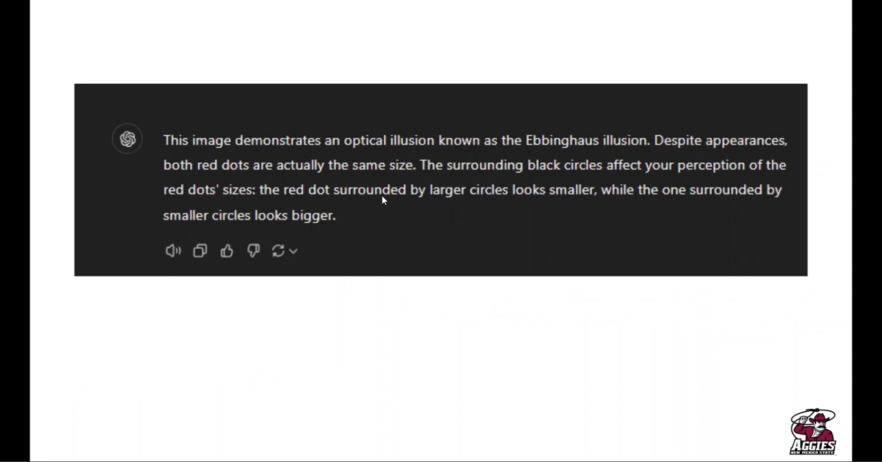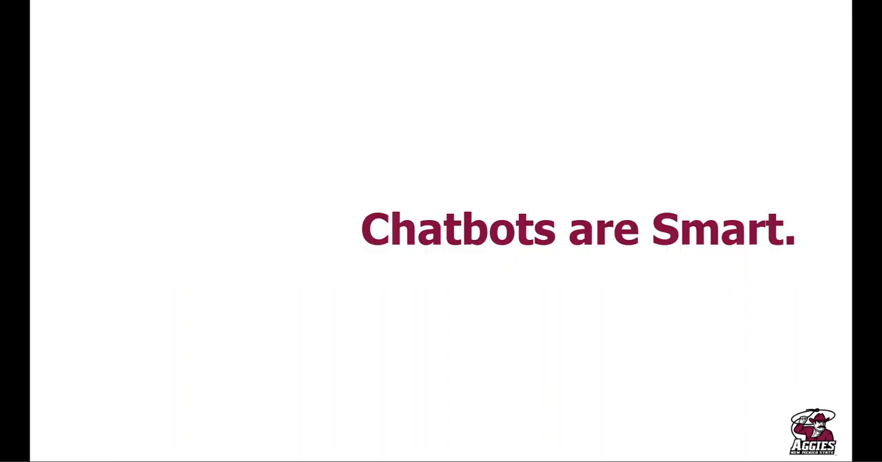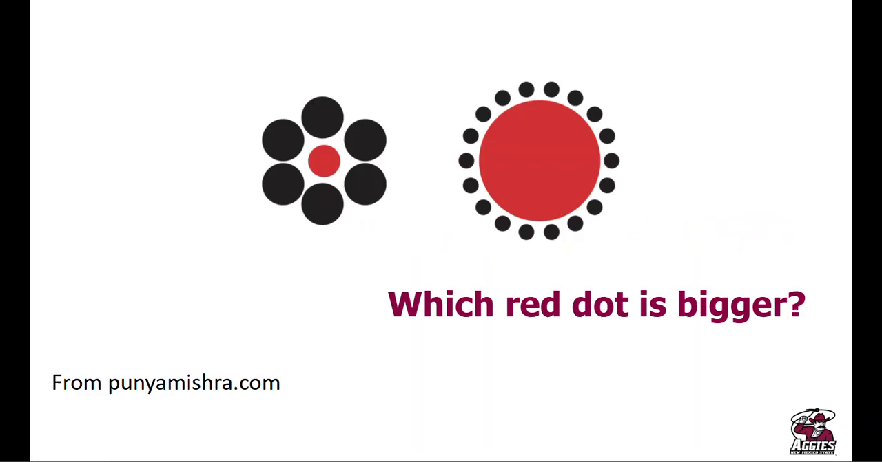Well, in this case, it didn't. It says it demonstrates an optical illusion known as the Ebbinghaus illusion. And it goes on and gave us a great explanation of why it might look different. Pretty smart, right? Chatbots, which we're using as an example here, are smart. But what if we did this?